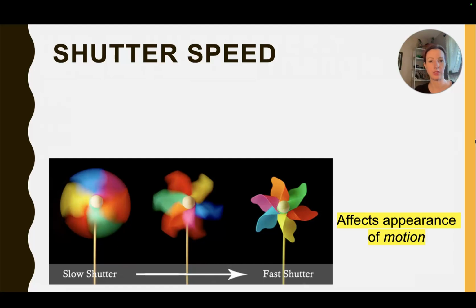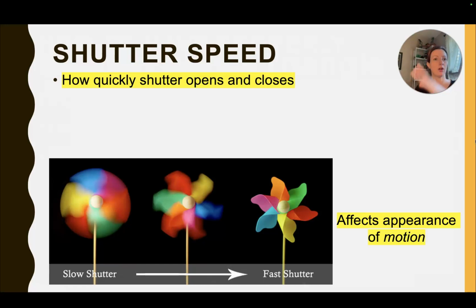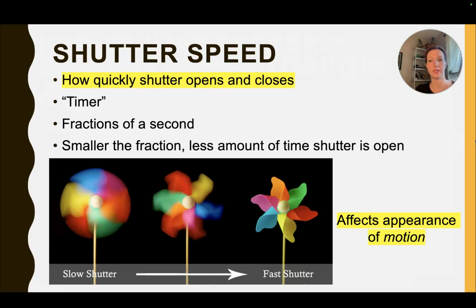Second is shutter speed. Shutter speed is going to affect the appearance of motion, and it's how quickly the shutter opens and closes. So it's the click of the camera. Also think of it as a timer, and it's in fractions of a second. If you're looking at your shutter speed on the back of your camera, 1/60 is a 60th of a second.